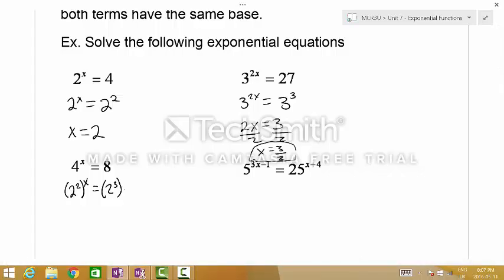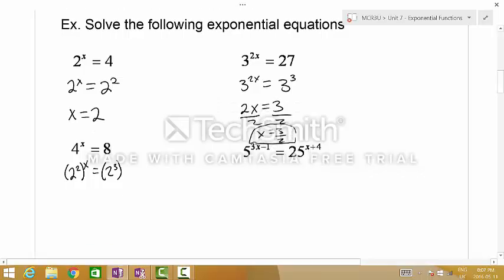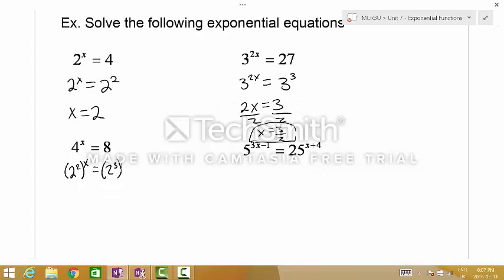Change the 4 to a 2 squared. Change the 8 to a 2 cubed. On the left-hand side, we have a power to a power. We have 2 squared to the power of x. What we need to do is multiply those powers together. So doing that gives us 2 to the power of 2x on the left-hand side.